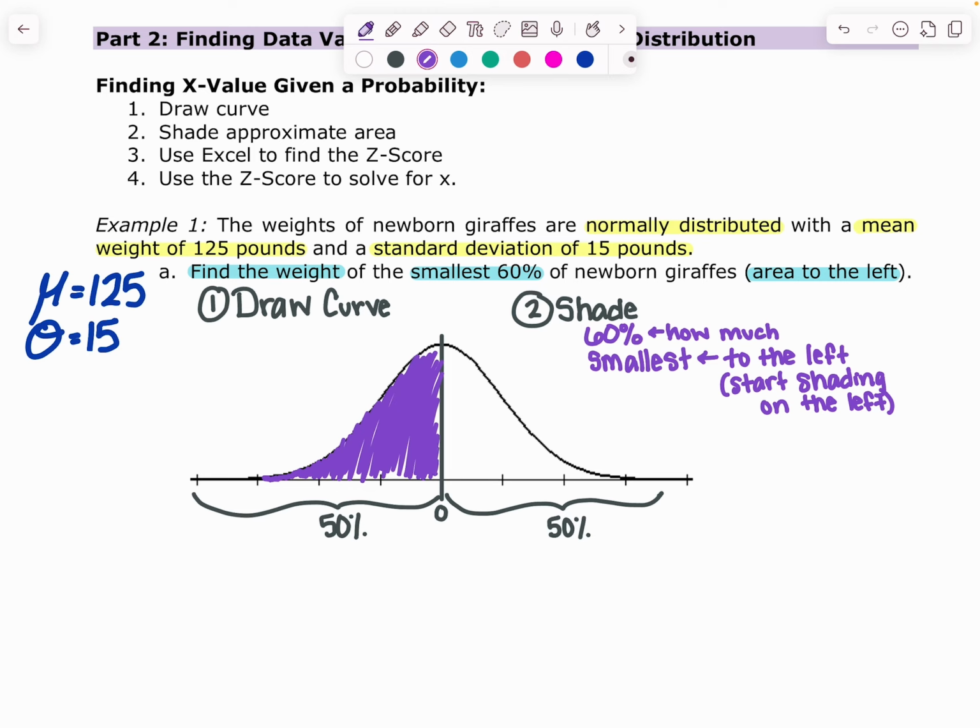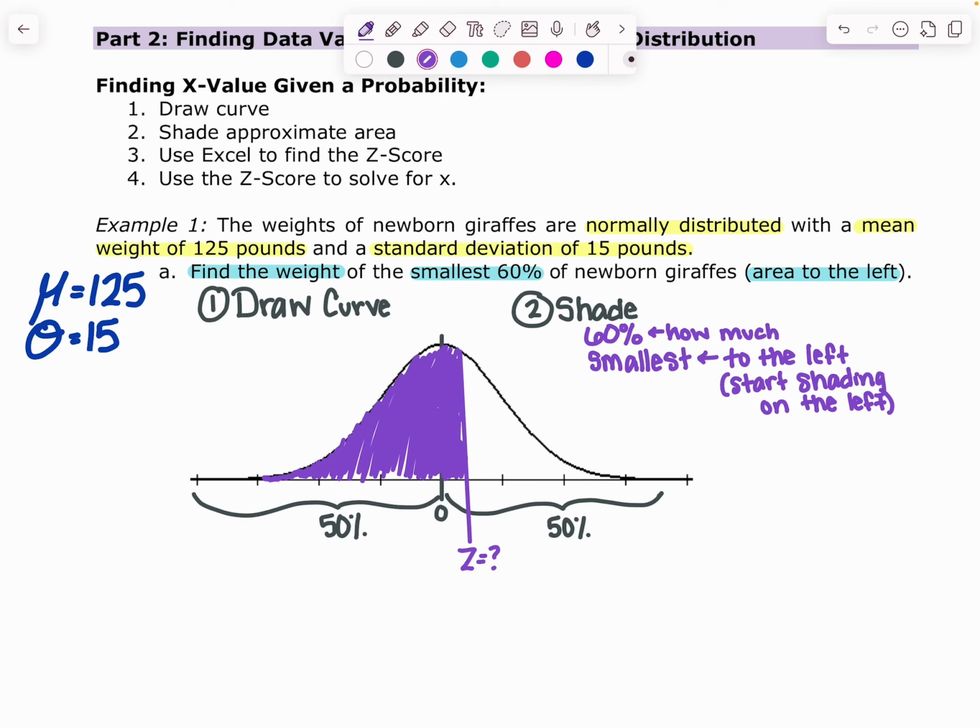And when I get up to this line, that's 50%. I need to go to 60%. So I need to shade about 10% more, which is not that much. And then this is where I'm going to stop. So I'm going to draw a straight line down. And this is where my z-score is. I don't know what my z-score is right now, but I know that it's right here.